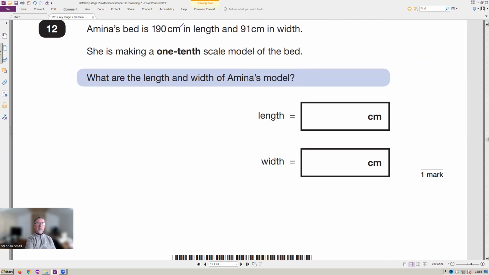Amina's bed is 19 centimeters in length and 91 centimeters in width. She is making a 1/10 scale model of the bed. What are the lengths and widths of Amina's model? The first thing I'm going to check is the units. Centimeters, centimeters, yes. So if we're just using the same units, we just move the decimal point if we're dividing by 10. So that point goes to there, from there to there. So it's 1.9 there, and the 91 centimeters simply become, there's the decimal point at the moment, moves to there. 9.1 is the width. Easy, if you know that rule.